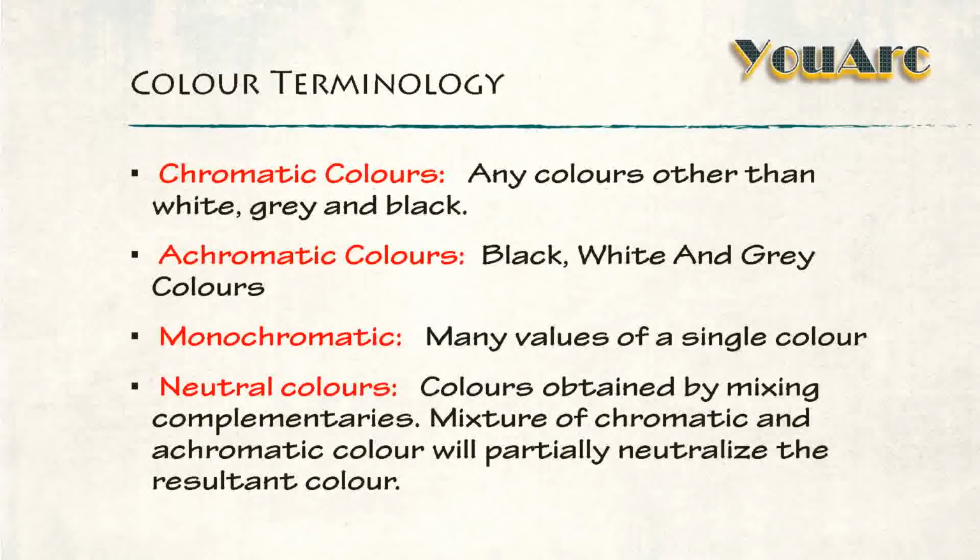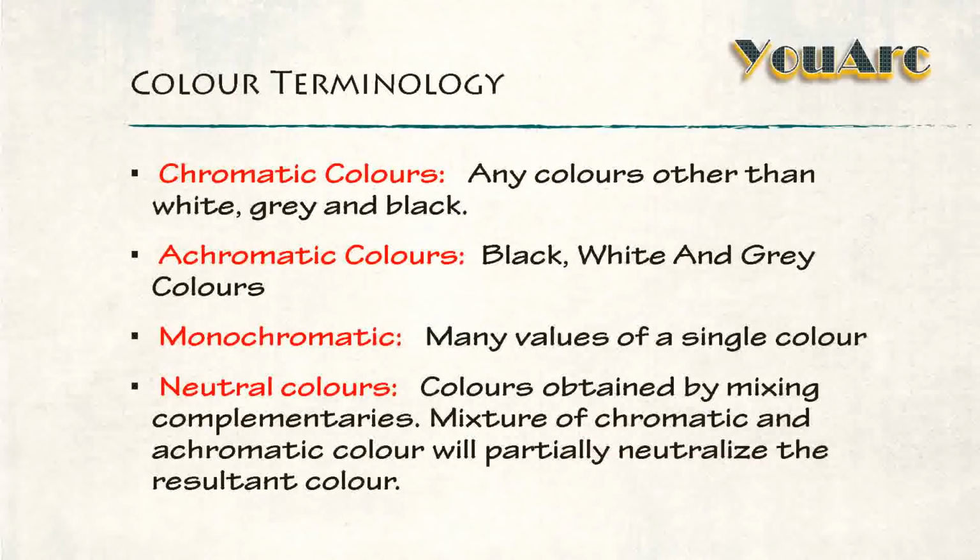Okay, so achromatic colors have no hue. So these colors, white, gray and black, come under achromatic colors. Chromatic means having hue, so achromatic means no hue. What are no hue colors? Black, white and gray.